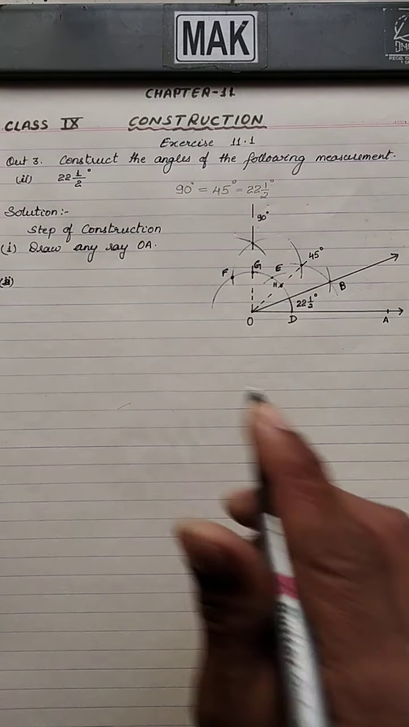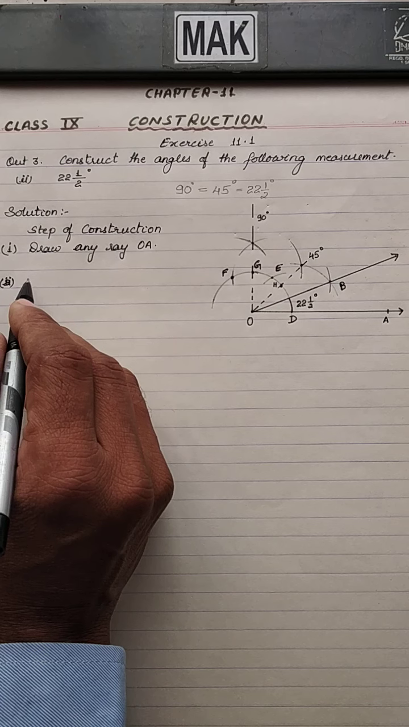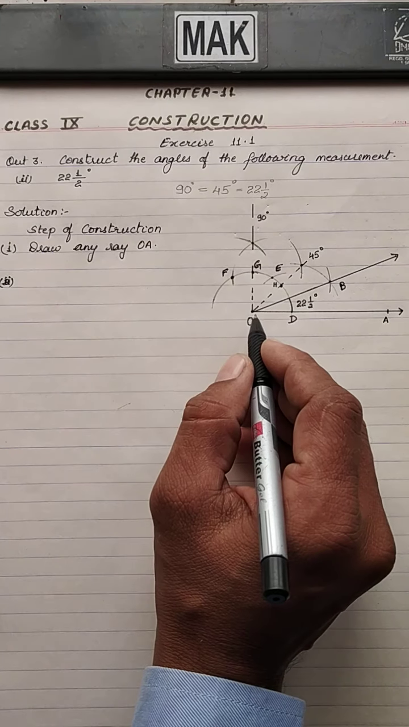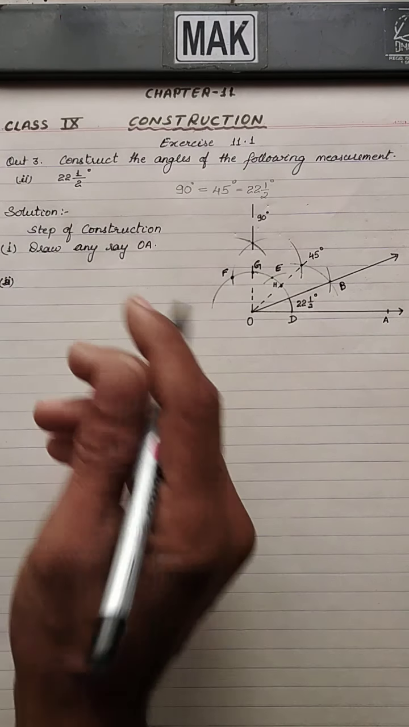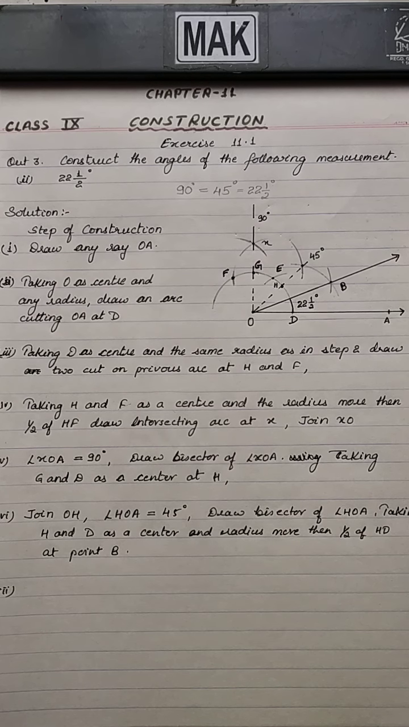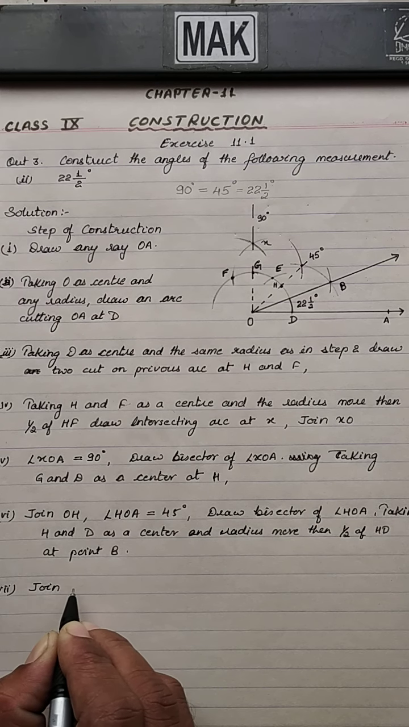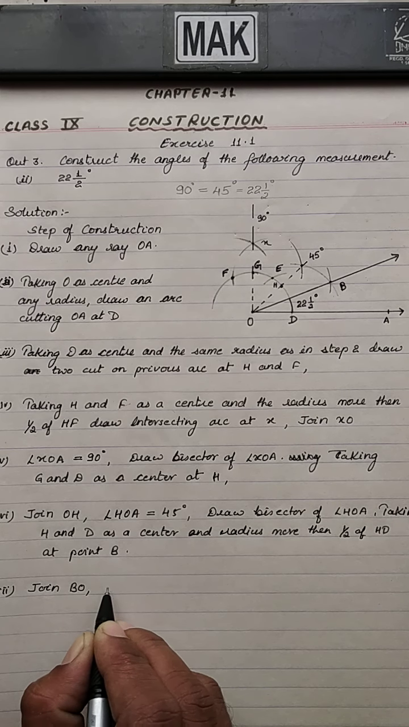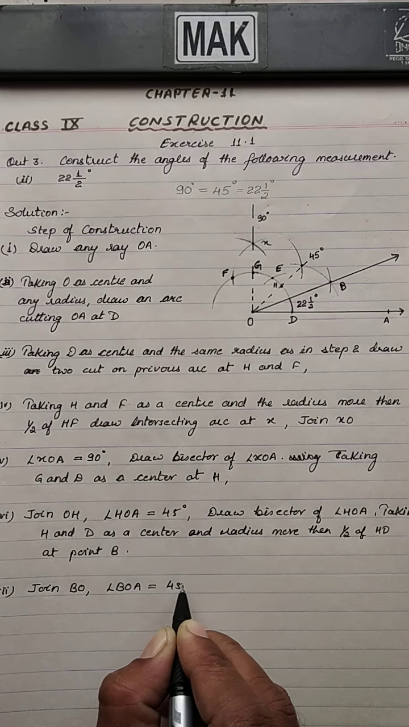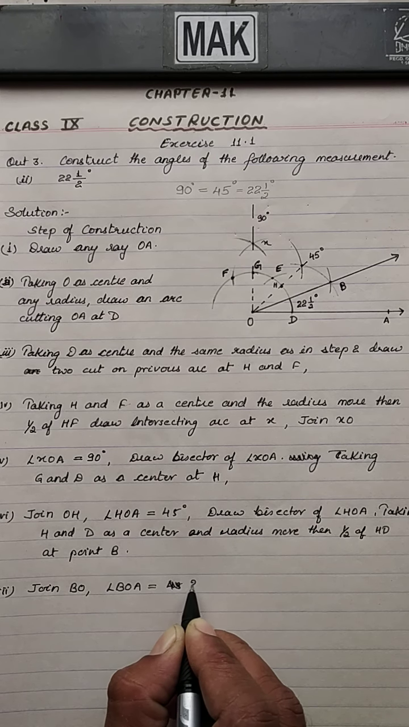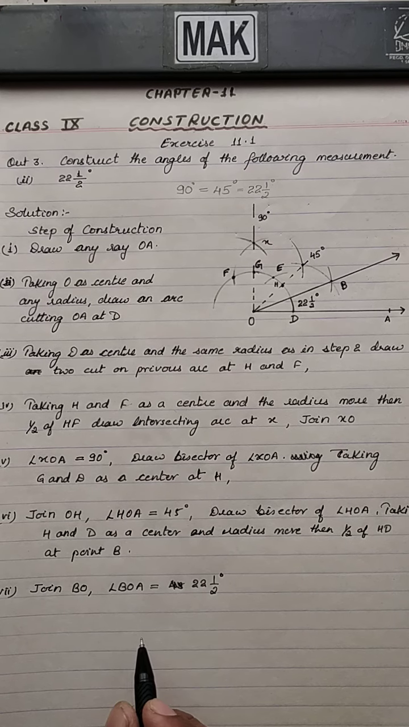Now you can see that the first step I have already written here: draw any ray OA. After drawing any ray, taking O as a center with any radius, we will cut the arc on the ray OA. Then join BO. Angle BOA is equal to half of 45, that is 22.5 degrees.